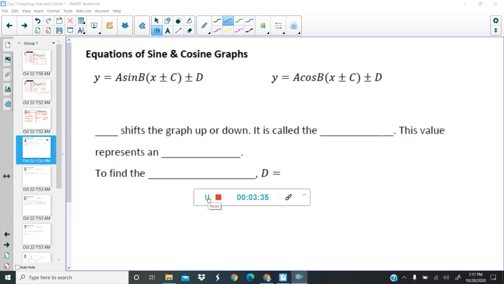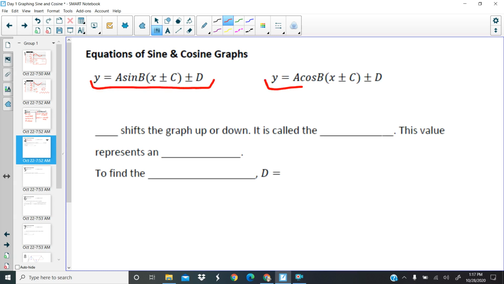Okay, so then we're going to start talking about what some different pieces in these equations are. So I put our basic equations up here for sine and cosine, and we have an A, a B, a C, and a D in here, and those are all going to shift the graph in different ways. So the first one we're looking at is what's going to shift the graph up and down. And so just like in a lot of other equations, the thing that's going to shift the graph up and down is going to be the number that is added or subtracted on the end. And so that's going to be D in this scenario.